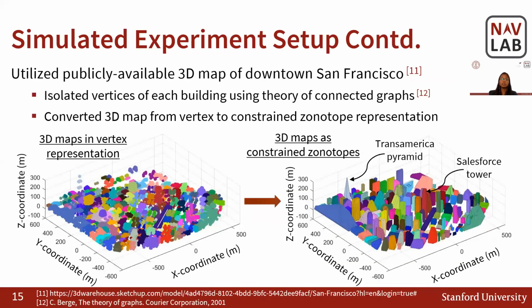As the next step in our simulated experimental setup, we utilize a publicly available 3D map of downtown San Francisco. The left image is the raw vertex representation in which we isolate the vertices pertaining to each building using the theory of connected graphs. Then we converted the entire 3D map from vertex to constraint zonotope representation, which can be visualized in this right figure. In this figure, we observe that the notable landmarks such as the Transamerica Pyramid and Salesforce Tower can now be easily identified.